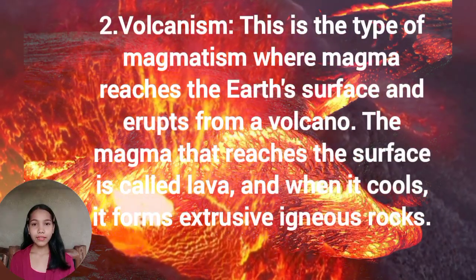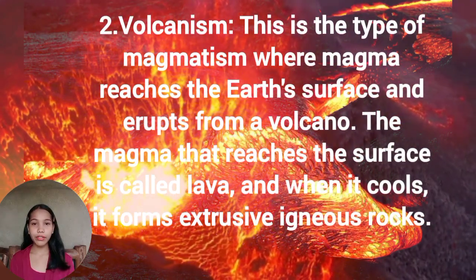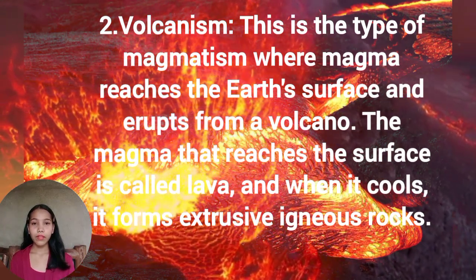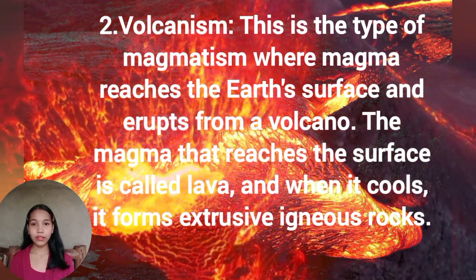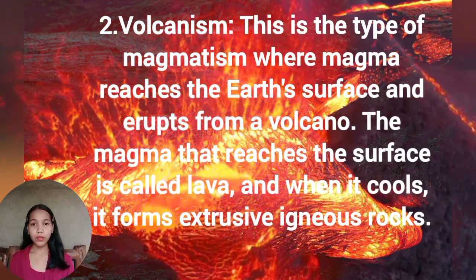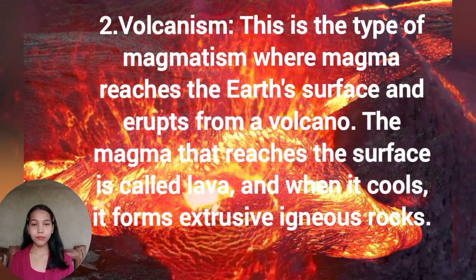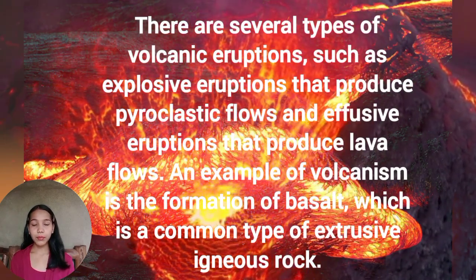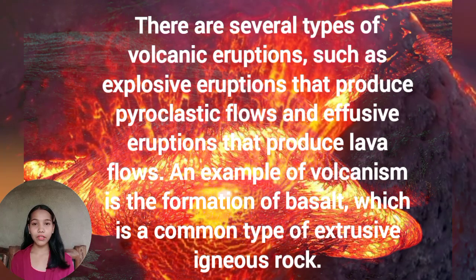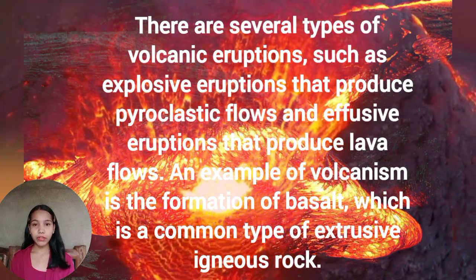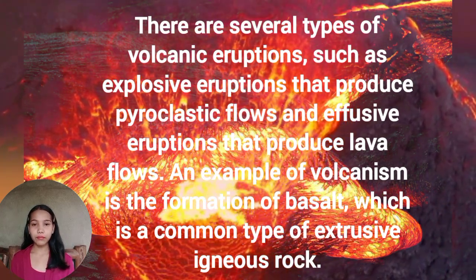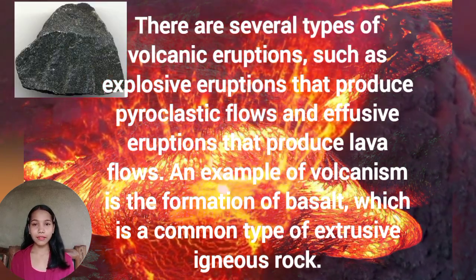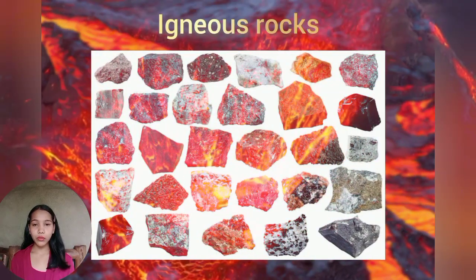Number 2. Volcanism. This is the type of magmatism where magma reaches the Earth's surface and erupts from a volcano. The magma that reaches the surface is called lava, and when it cools, it forms extrusive igneous rocks. There are several types of volcanic eruptions, such as explosive eruptions that produce pyroclastic flows and effusive eruptions that produce lava flows. An example of volcanism is the formation of basalt, which is a common type of extrusive igneous rock.